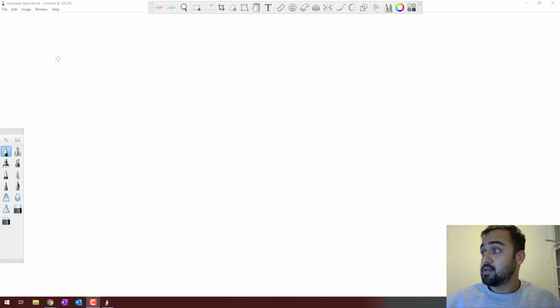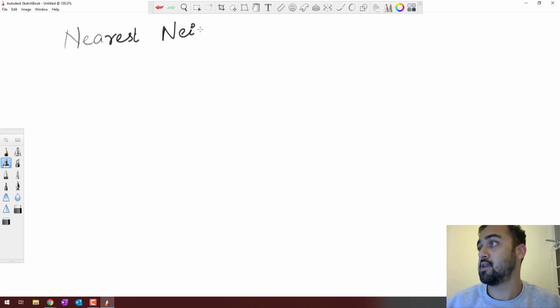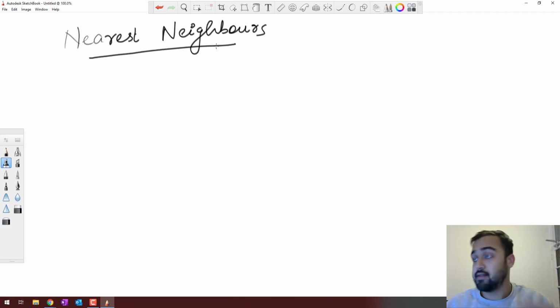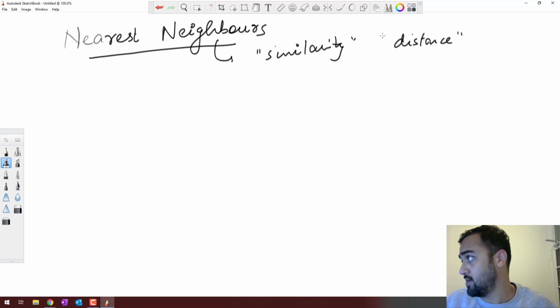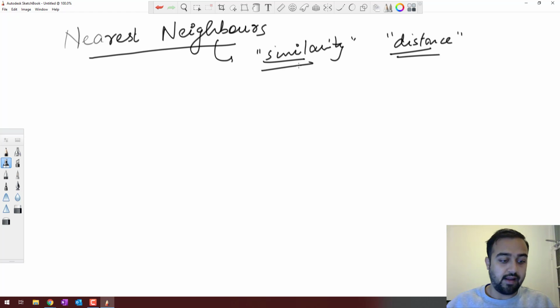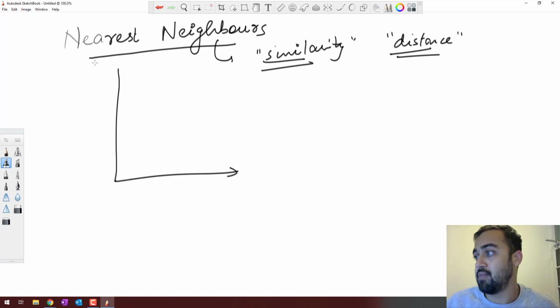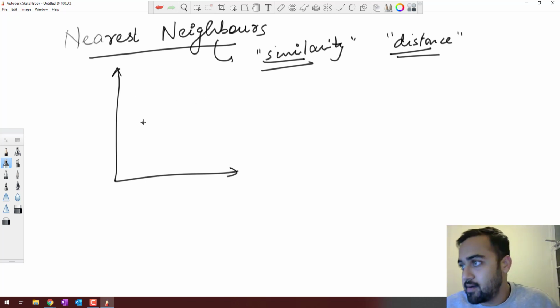Okay, so that brings us to our next topic, that is nearest neighbors, right? So the nearest neighbors algorithm works on the concept of similarity or distance between your data points, right? It is basically a simple idea that instances close by, or the data points close by on the plane, should be classified similarly, or are of the same type.